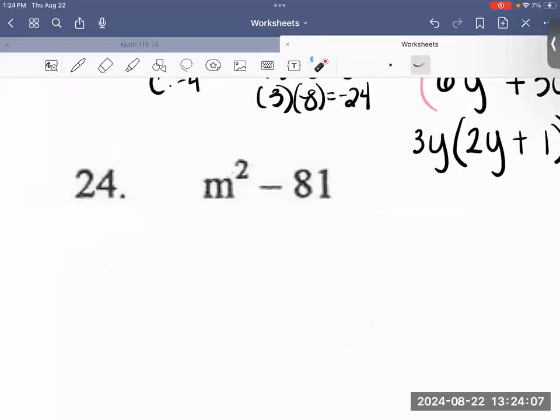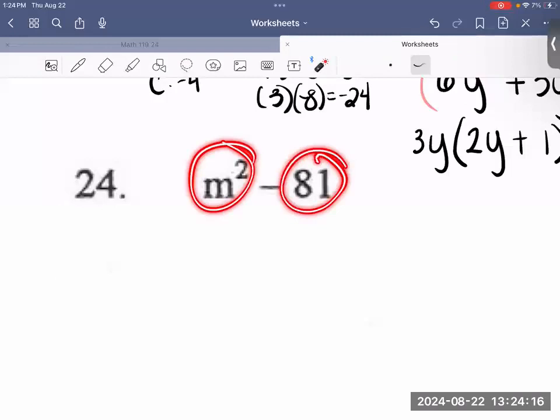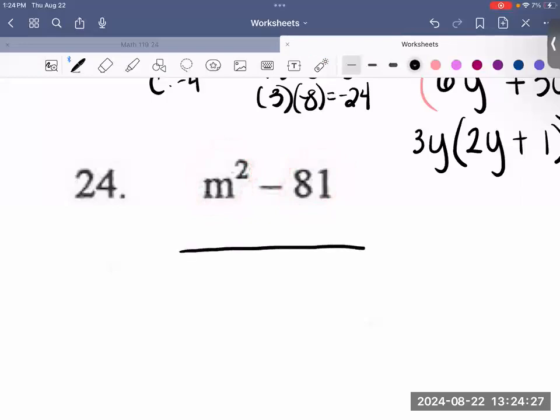So the difference of squares is when your first term and your last term, and there's only 2 terms, are perfect squares. So a number times itself is a perfect square. A number times itself 3 times is a perfect cube. So we can go ahead and rewrite this to be m squared. And what times itself makes 81? What's 9 squared?